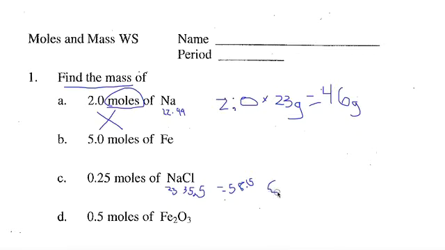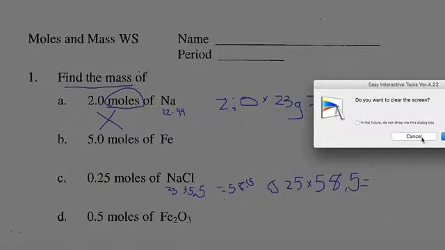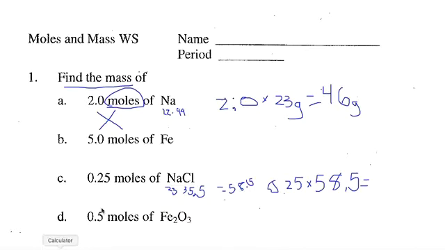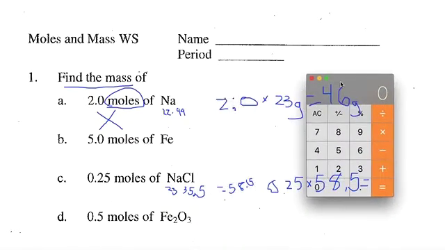So I need 0.25, excuse my horrible handwriting as I try to write on this, times 58.5. All right. Now I'm going to plug that in the calculator, and you're going to have to give me a sec because I'm using my school calculator. So it's going to take me a minute. I'll pop up my calculator here. All right. So I'm going to do 58.5 times 0.25, and I should get 14.625, okay?